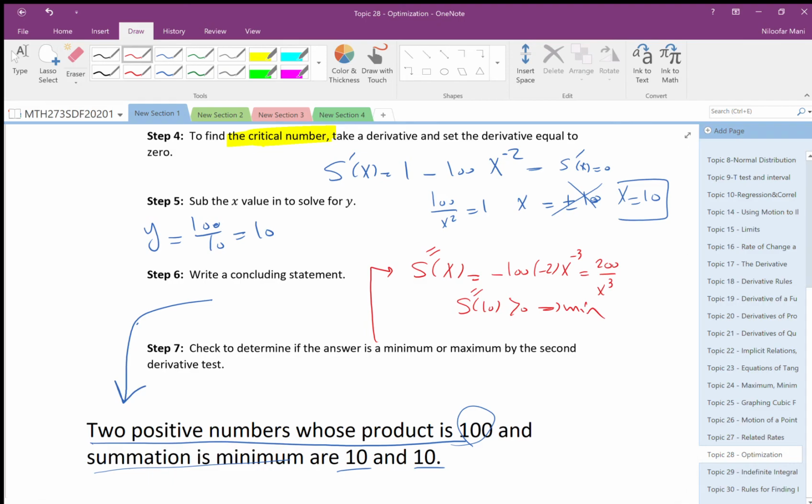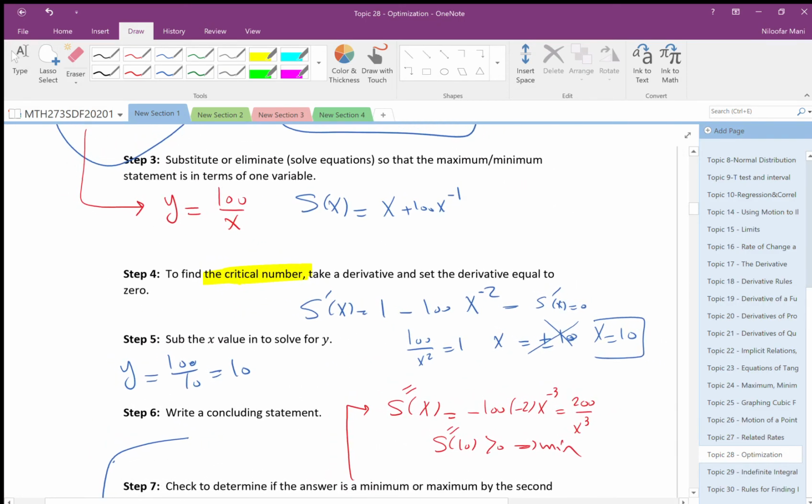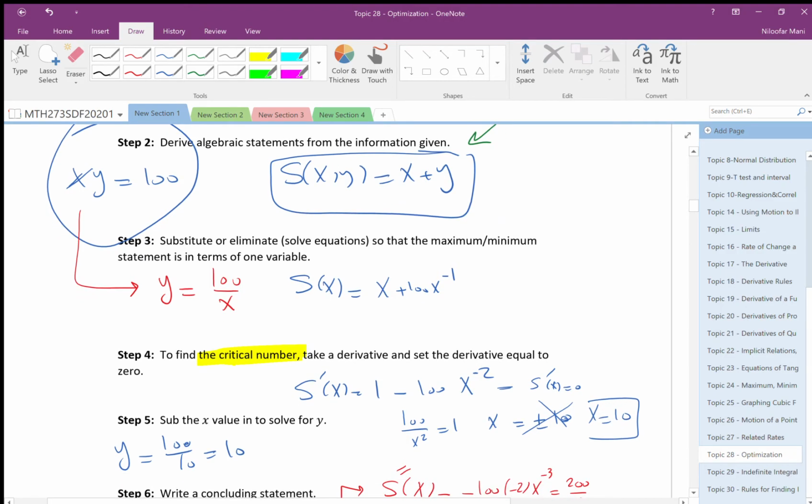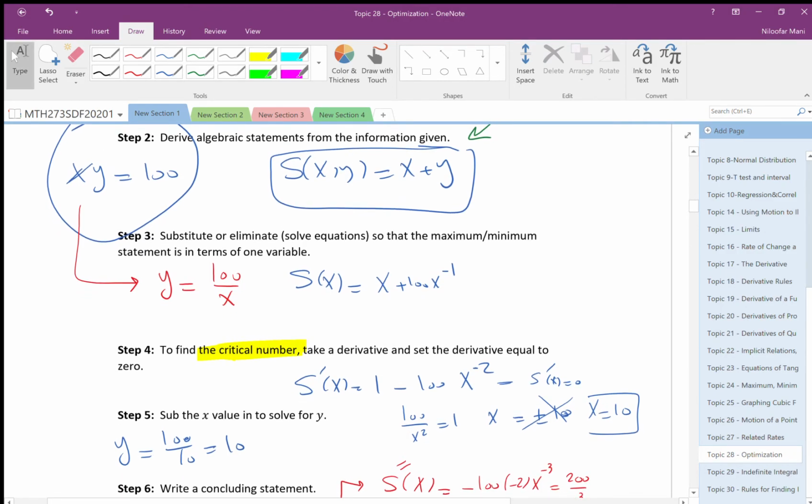So I have to find the equation. I want to find the minimum. If it is based on two variables, I have to remove one of the variables.